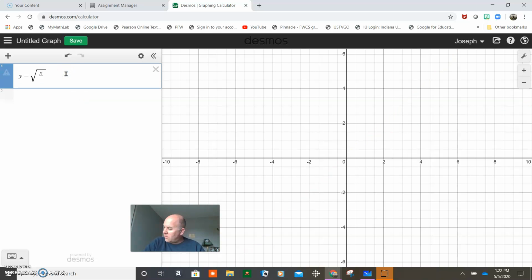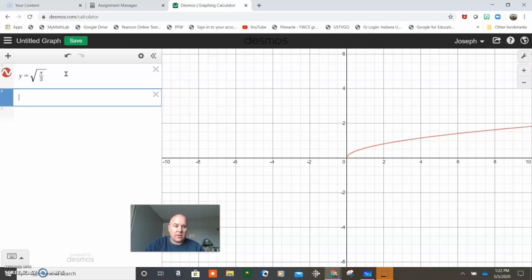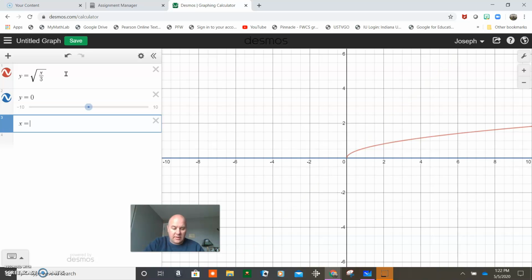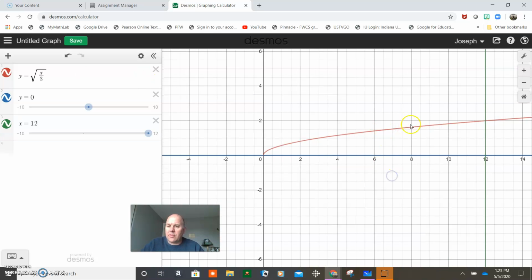What is that? X divided by 3. The other one's y equals 0, and the other one is x equals 12. The x equals 12 is off the screen there, but here's my picture. I'm hoping you can see this. I don't know what you call this shape, but really I got to take top minus bottom here. So I got to take the green line minus the red line.